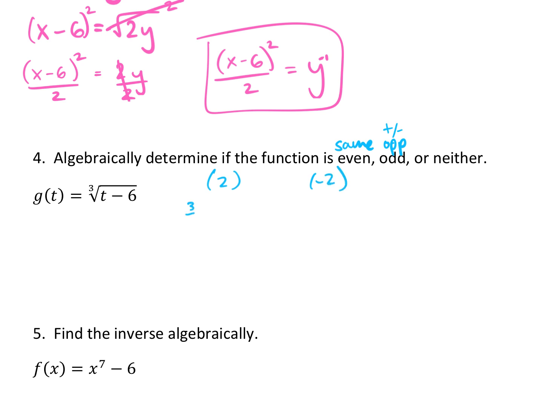So here we have the cubed root of 2 minus 6, so that'd be the cubed root of negative 4. Then we have the cubed root of negative 2 minus 6, so the cubed root of negative 8. Are these the same number? Are they the same number but opposites? No, they're totally different. So this would be neither.